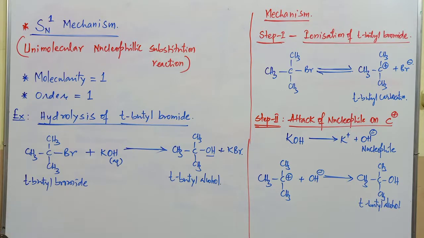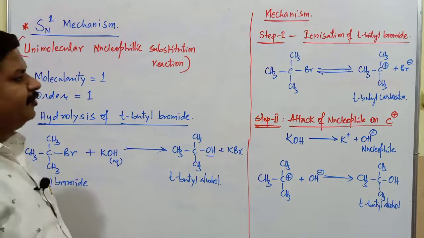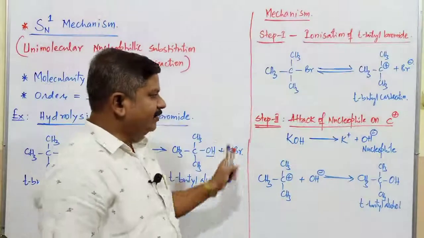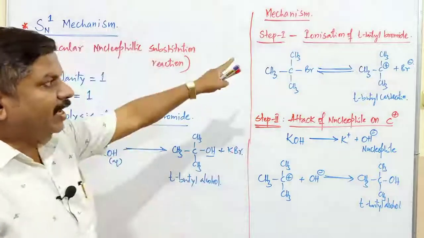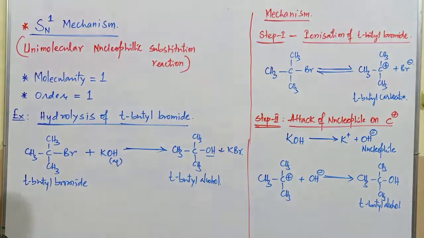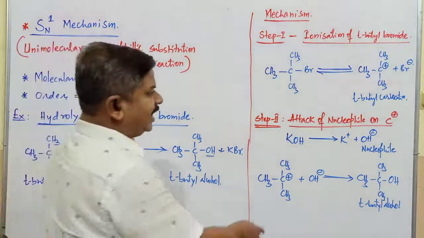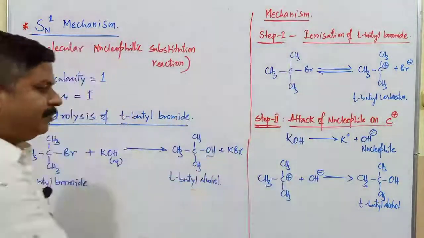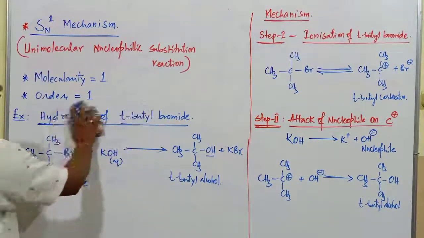Very simple, and one of the most important questions in the board examination. I'll discuss what type of questions will be based on this SN1 mechanism. The first reaction is what I mentioned. After that, the same reaction takes place in two steps: ionization of tertiary butyl bromide and attack of the nucleophile on the carbocation. Further, K+ combines with Br-, and the product KBr is obtained.